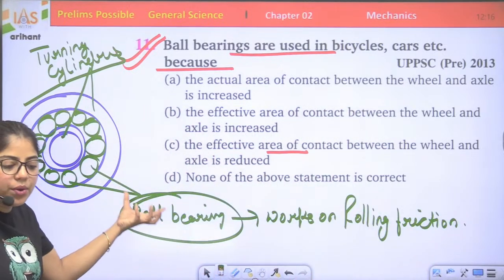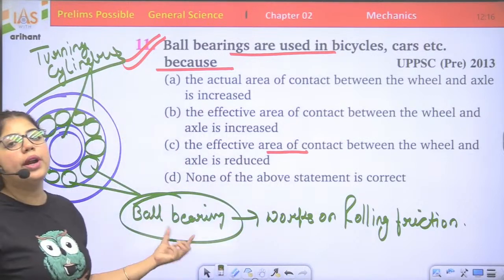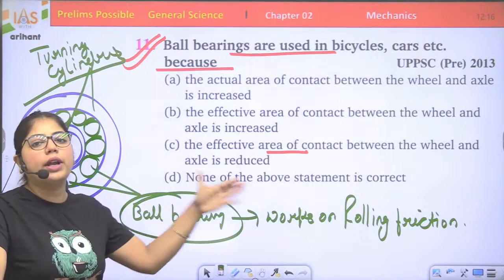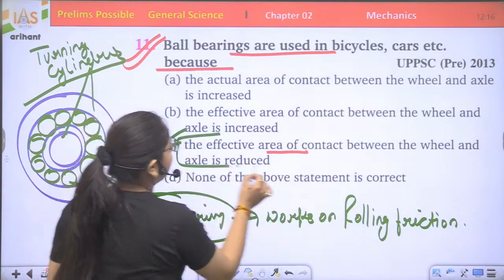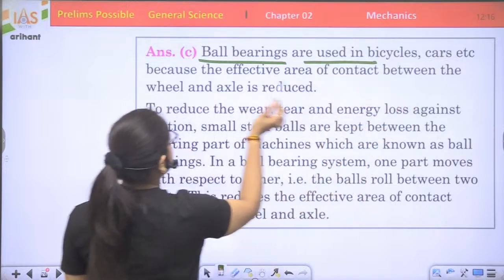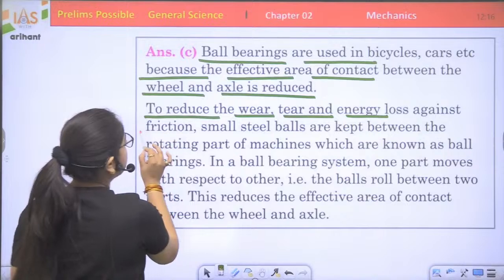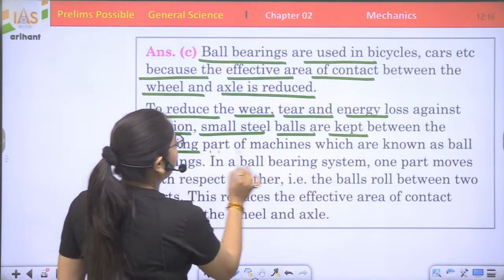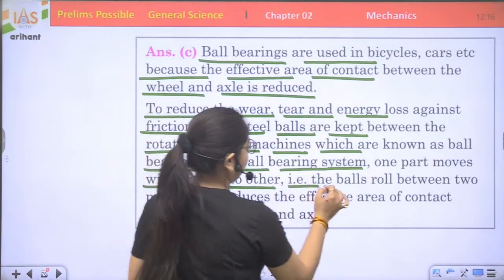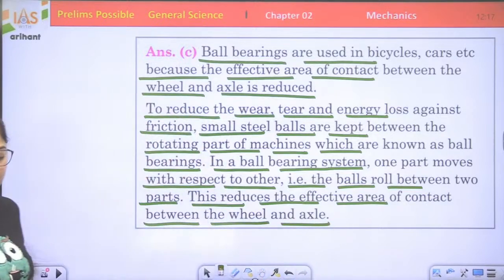Clear? The ball bearing reduces the rotational friction more than a plain bearing, decreasing the amount of energy consumption during rotation. Basically, ball bearings are used to decrease the amount of energy consumption during rotation. Clear? So the right answer will be option C: the effective area of contact between the wheel and axle is reduced. To reduce the wear, tear and energy loss against friction, small steel balls are kept between the rotating parts of a machine, which are known as ball bearings. In a ball bearing system, one part moves with respect to the other, that is, the balls roll between the two parts. This reduces the effective area of contact between the wheel and axle. Clear? This is the right answer.